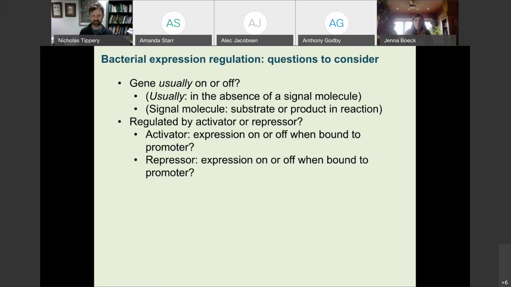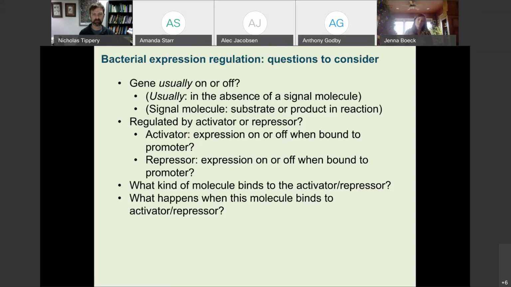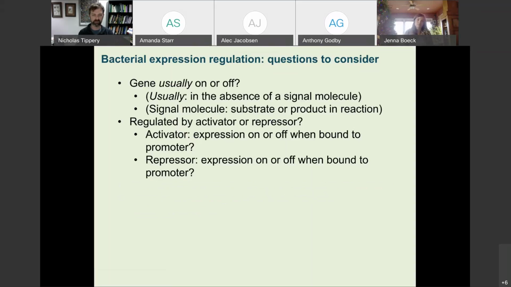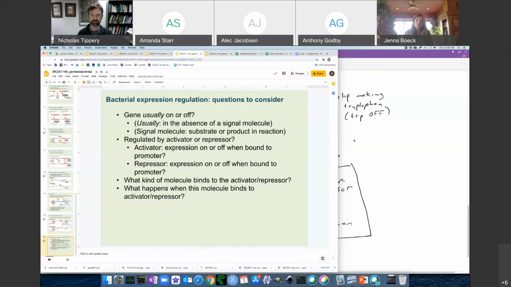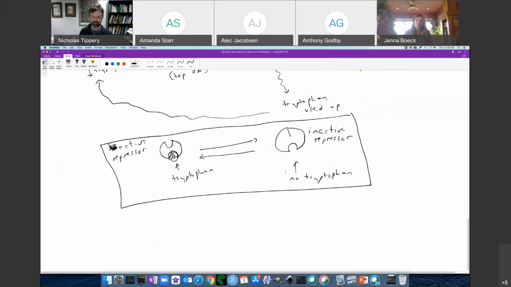Just these questions ask you about the definition of activator and repressor. What kind of signal molecule, what happens when the signal molecule interacts. So maybe one way to think about this, you could draw a big old table, all these yes or no possibilities.